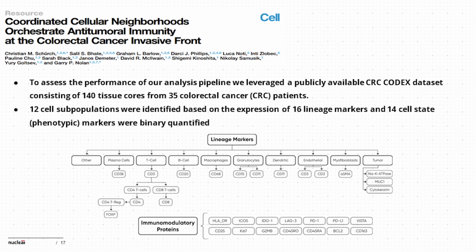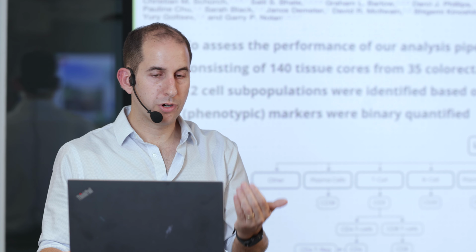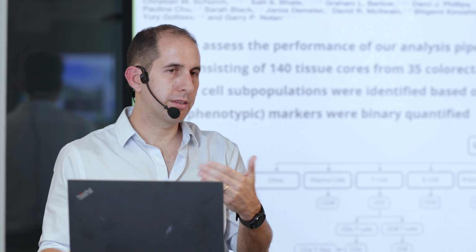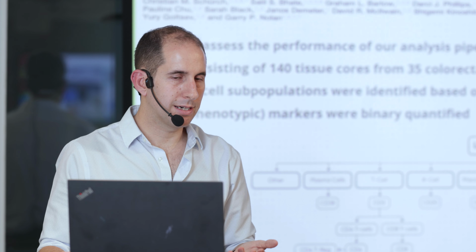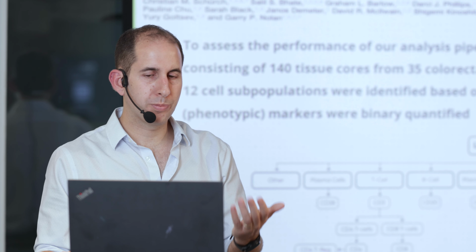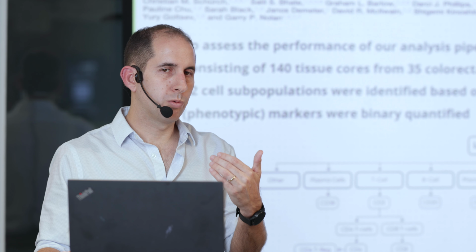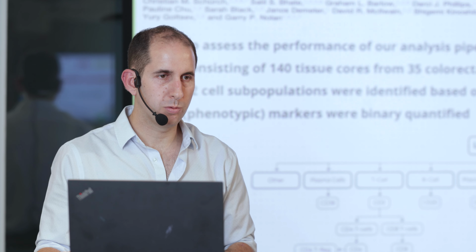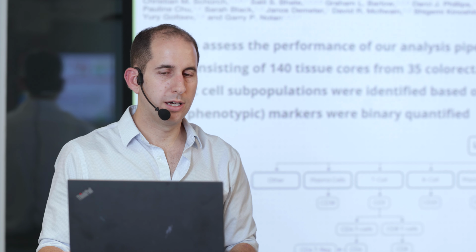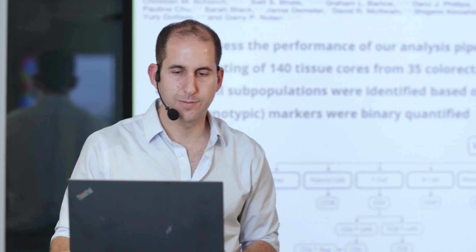So we need to separate between the lineage markers, which help us to identify cell types, and the phenotypic markers, which help us for each cell type to identify its phenotypic state. For example, a CD8 T cell can be either positive for granzyme B, which makes it an activated T cell, or it can be positive, for example, for PD1 and LAG3, which will classify it as a terminally exhausted T cell, which usually does not function within the tumor and does not kill tumor cells.